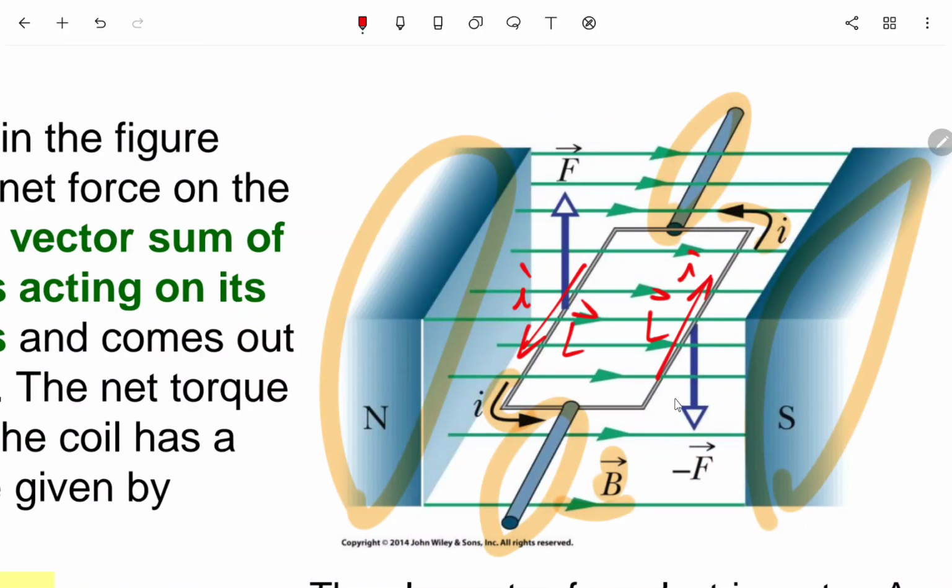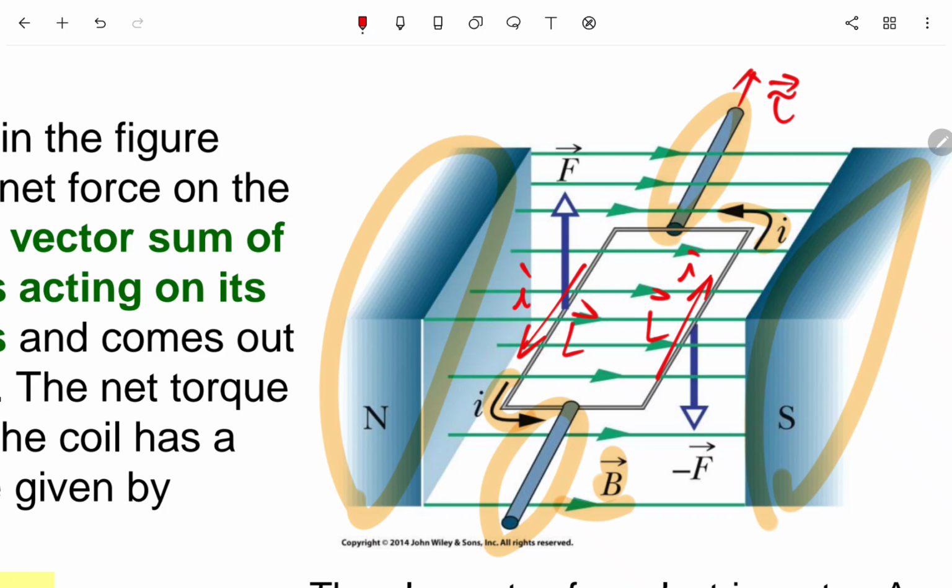Okay, so actually here we can see that this F and this F point in opposite directions. So in that case, if it is a rotational axis, then there will be a torque. The torque is actually in that direction. It also follows the right hand rule.